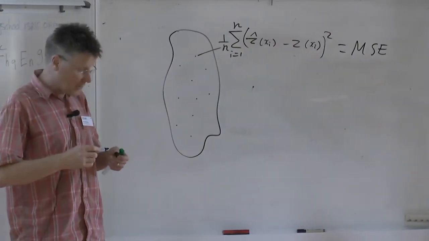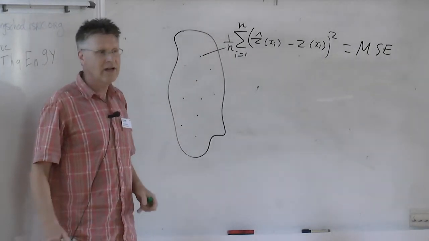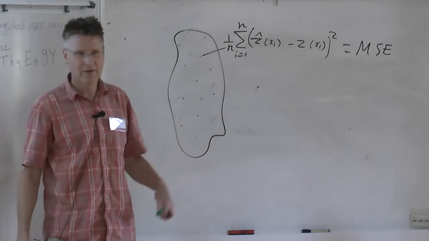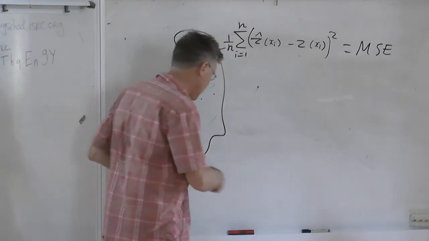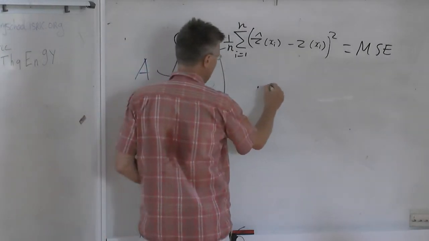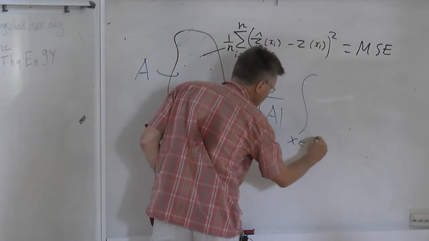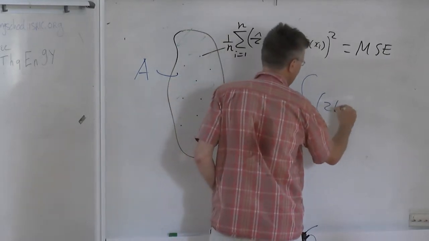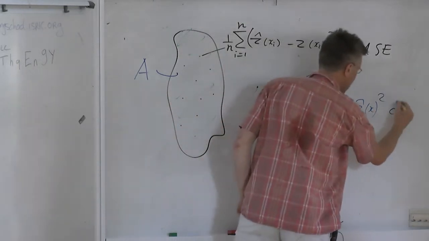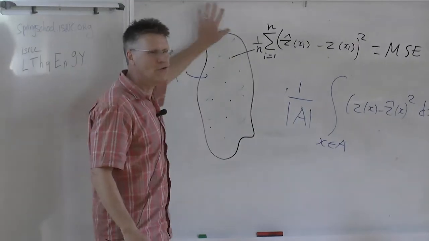Well, that's all very nice, but it really refers to those n validation locations. Whereas actually, we would like to know for the whole study area, how well do I do? Mathematically I could write something like this: if the study area is area A, I would like to do an integration over all locations in A. I would like to know z(x) minus z hat(x), squared, dx, right? Just mathematically. We would actually like to know how well we do for the whole study area.